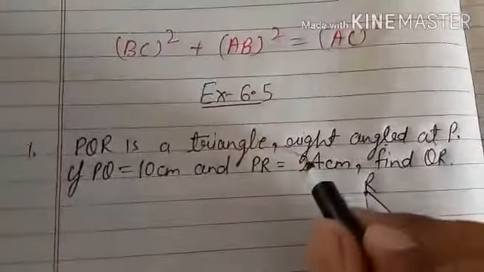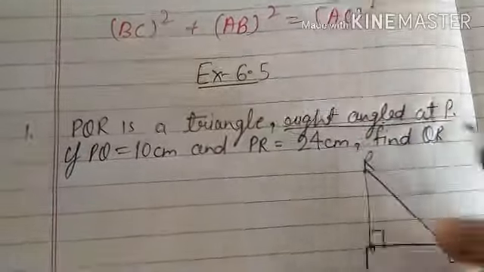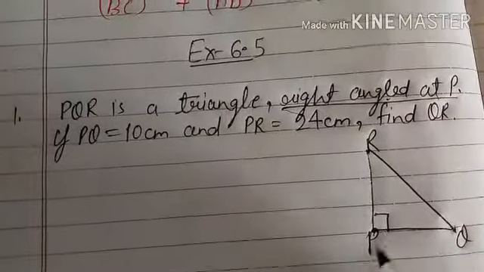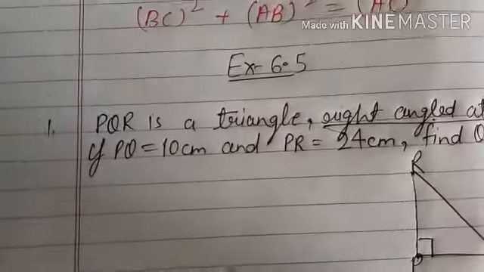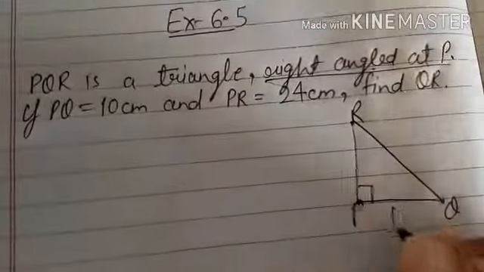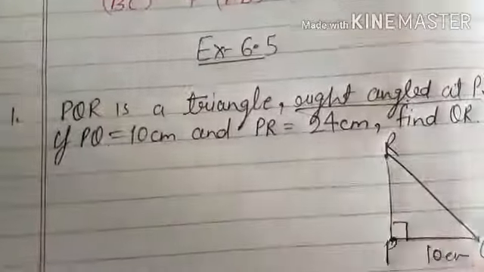This is very important. If it is given right angle at P, that means the right angle we have to mention here is P, and Q and R can be interchanged. So PQ is 10 centimeter, let's put 10 centimeter here, and PR is 24 centimeter.